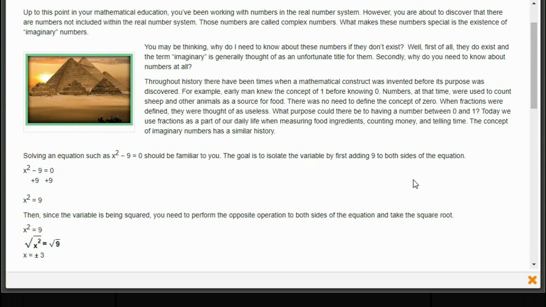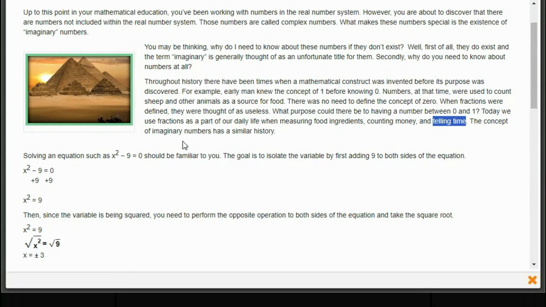So today we use fractions all the time, especially in recipes. You need 2/3 of a cup of water. You need half a cup of flour. We use it all the time. Fractions are a regular part of that. Money: a lot of things don't cost $1. They cost $1.50 or $1.75. Telling time, it's half an hour past 2 o'clock or something.